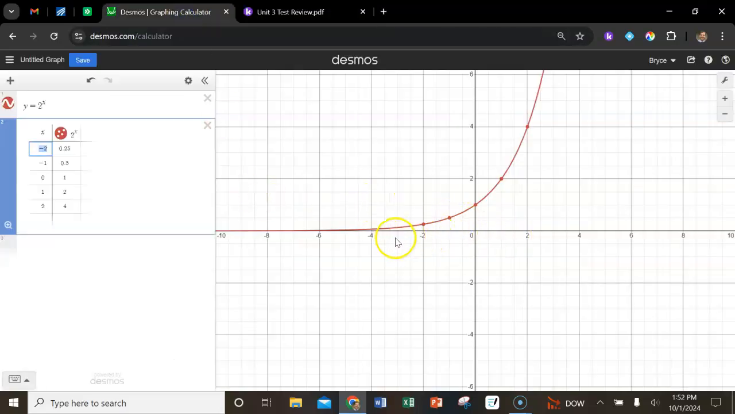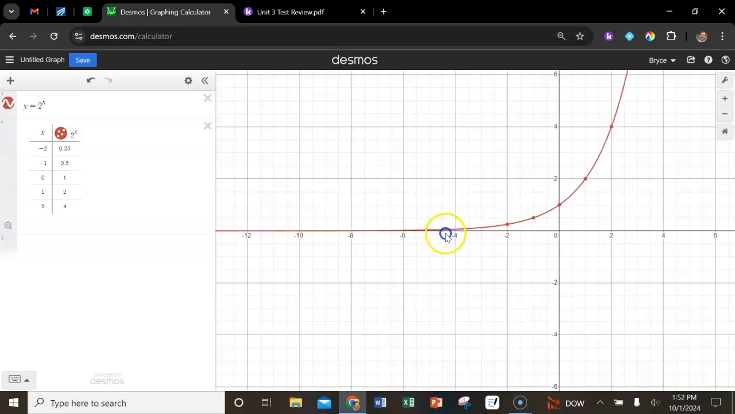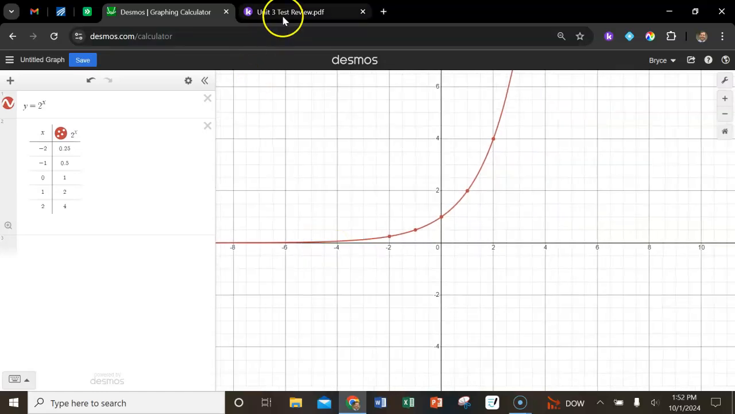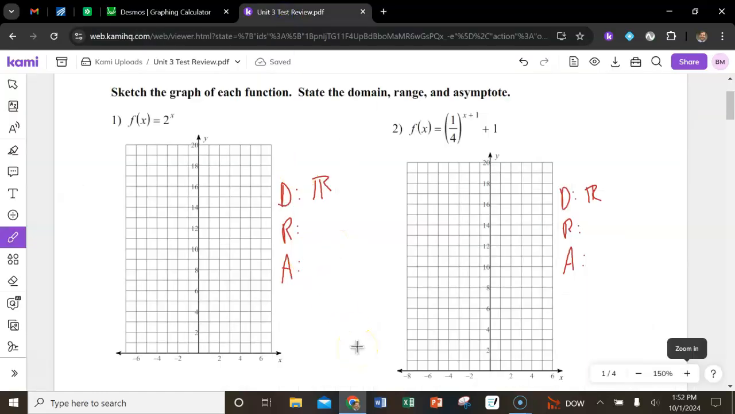For an exponential graph, there's a horizontal asymptote. It's leveling off at 0, right? So it's never crossing the x-axis. So the horizontal asymptote would be y equals 0. And whatever that number is, that's where your range is, the entire graph is above that. So our range would be that y is greater than 0.